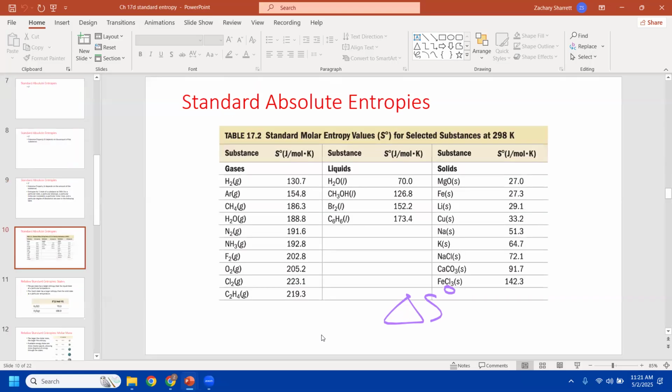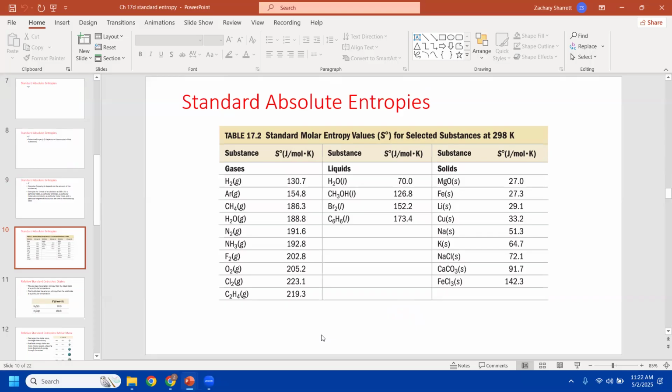So basically, if we had a traditional textbook, and there is a textbook for this class, I just don't assign it because I don't believe in that. But you know how in the back of the textbooks there are all those tables that make you wonder what the heck they are? One of those tables would be the standard molar entropy values.